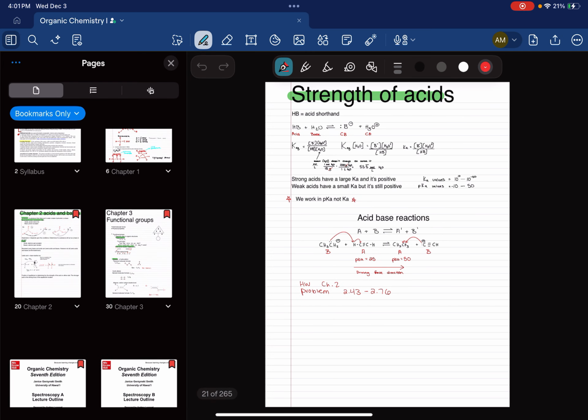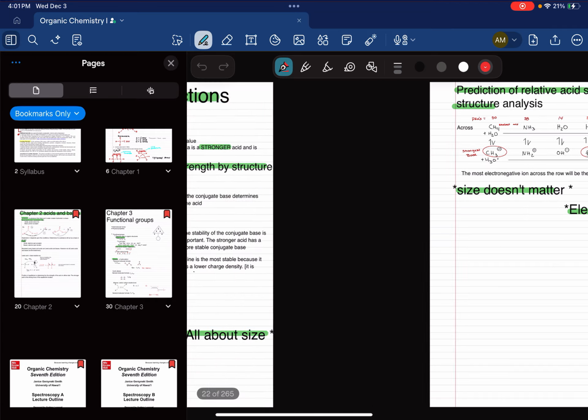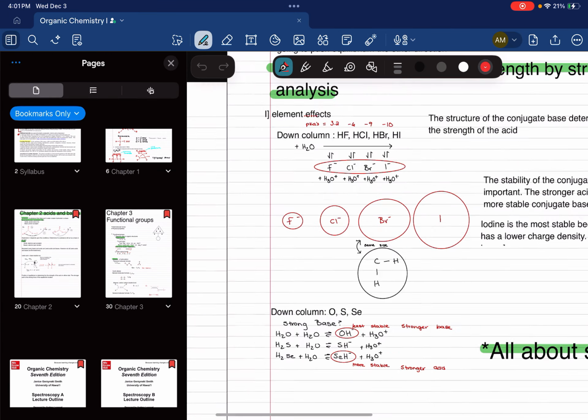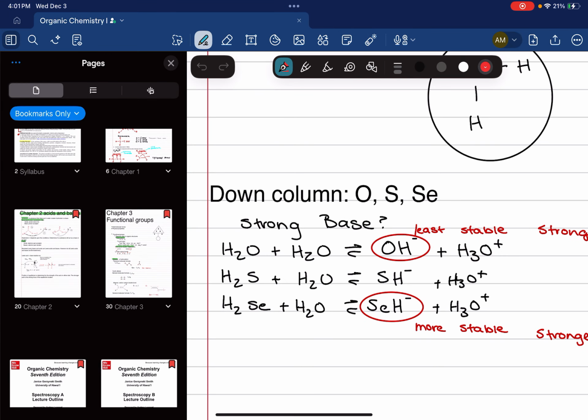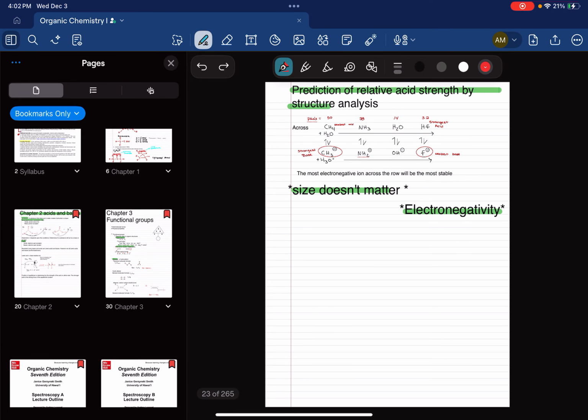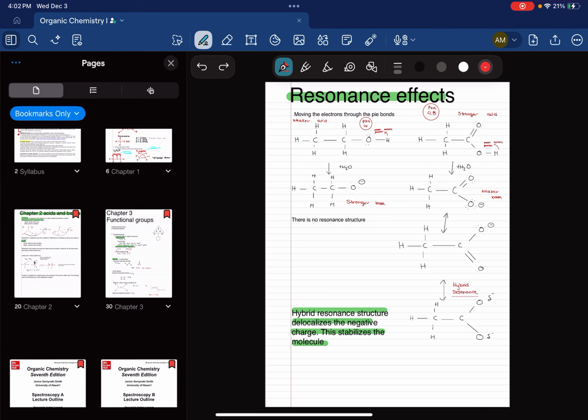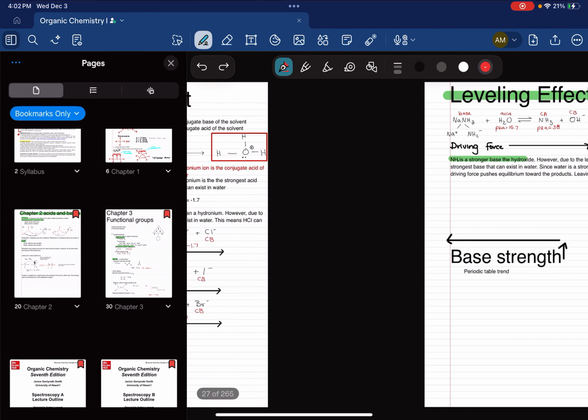Acids and bases. So strength of acids is based on size, so you move down the column. Here's a good example. Sulfur is smaller than selenium, so size would come first. And then we look at electronegativity, and then hybridization state, inductive effect, resonance, leveling. So all those. But looking at this first.